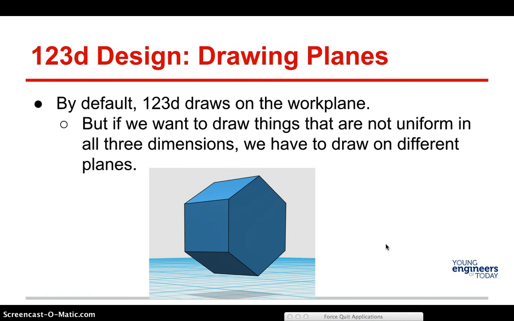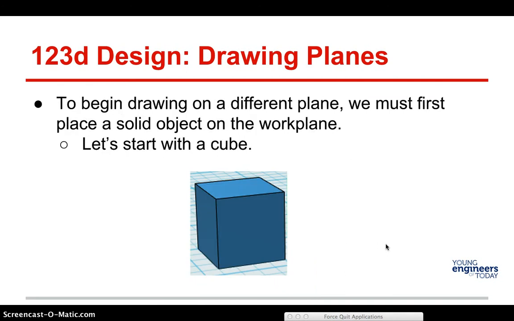All right, last we did was build an Allen wrench. 123D draws on a work plane, but if we want to draw things that are not uniform on all three dimensions, they have to be drawn on a different plane. So basically, you have to draw on top of an object and delete it. So that's what we're going to do here. We're going to start out with a cube.